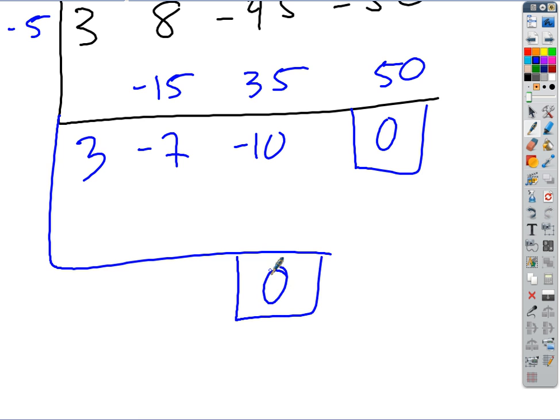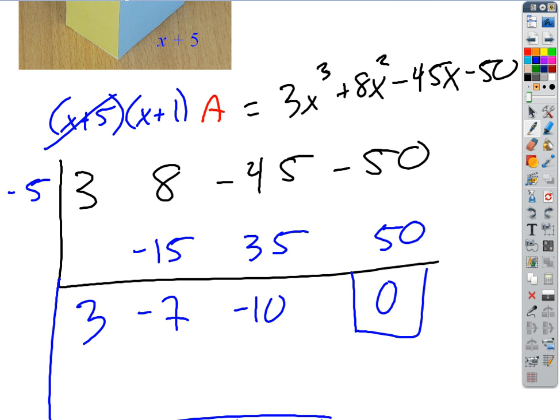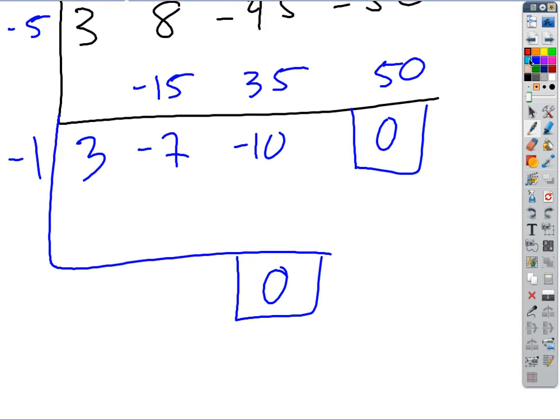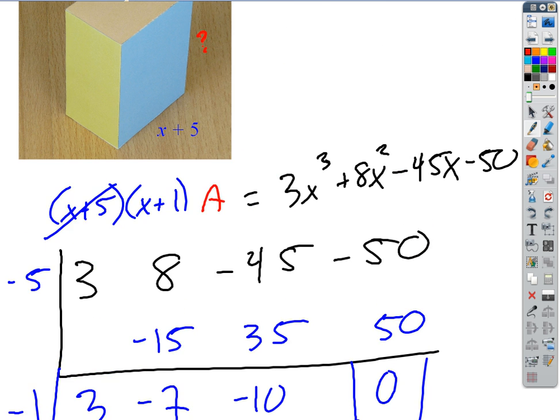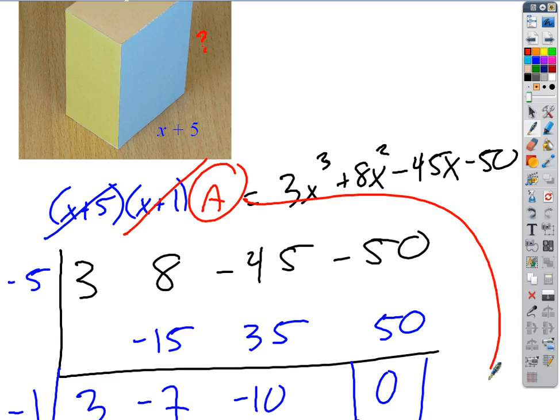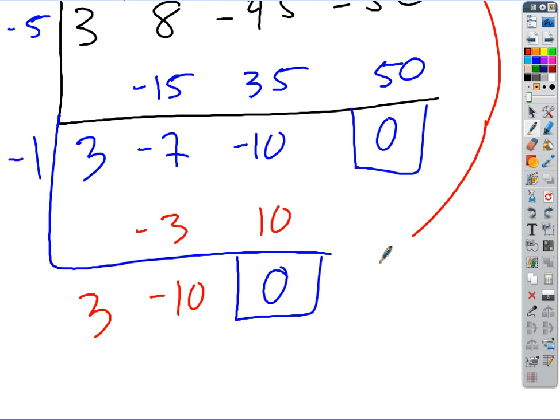What goes out front this time? Negative 1. Okay, and what do we get? So then now we got it. We got the a by itself. What is a equal to? 0. What's that? 3x minus 10. That's it. That's just really time consuming.